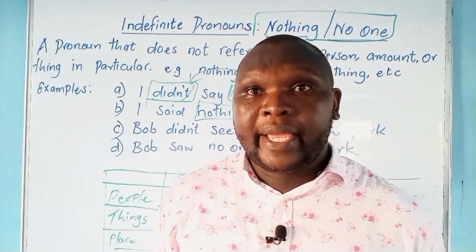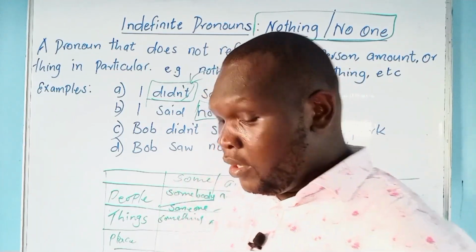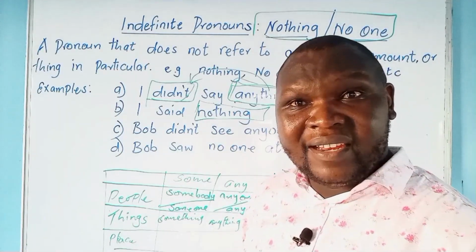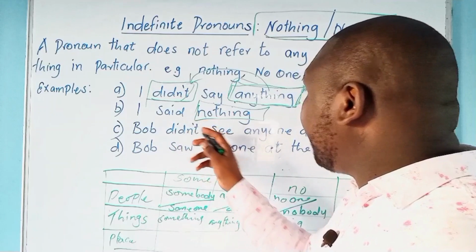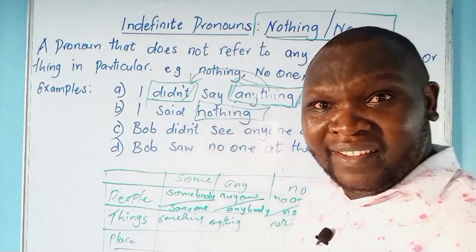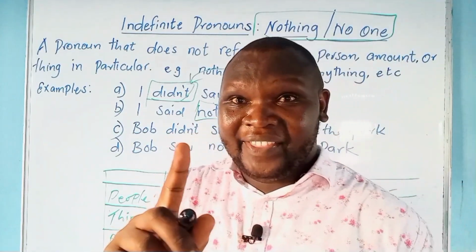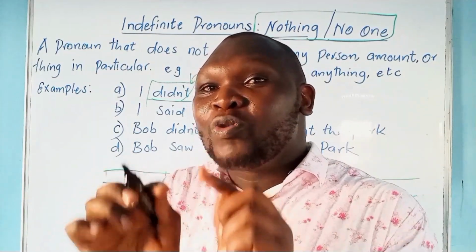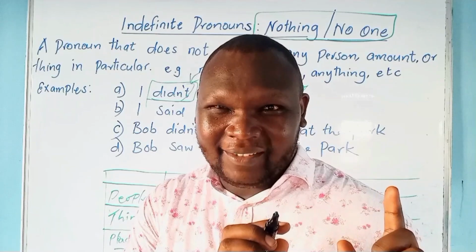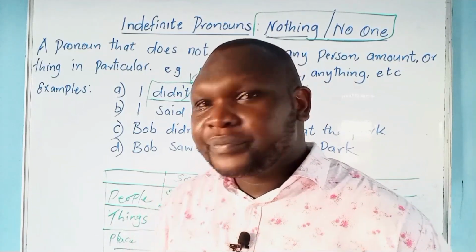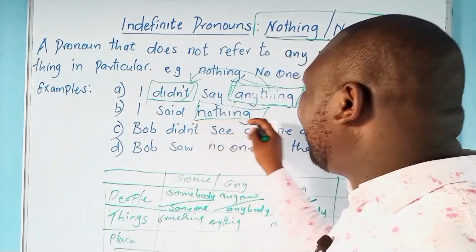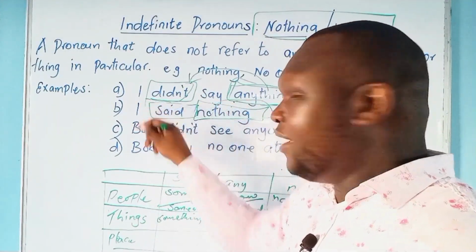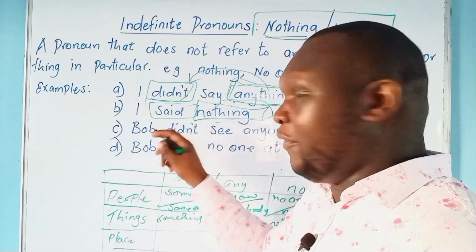Another point that I want to make here. Let's go to B. When you look at B, "I said nothing." Can you say, "I said anything"? No. Why? Because "anything" is used when the verb is negative. Now, in this sentence, use "nothing" if the verb is affirmative. Use "nothing" if the verb is what?